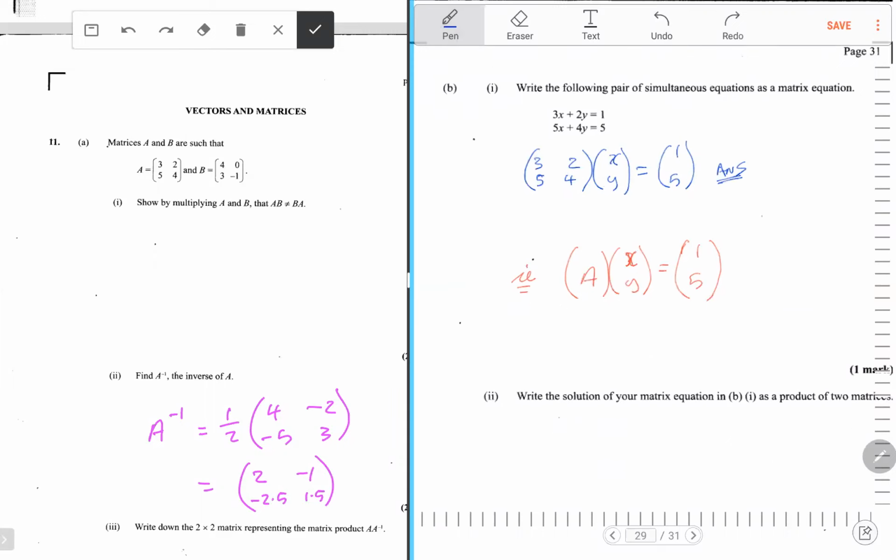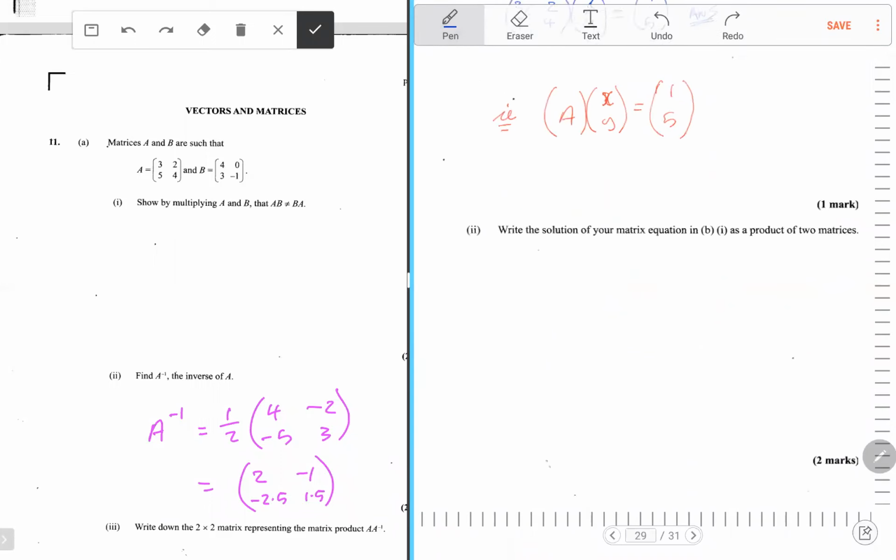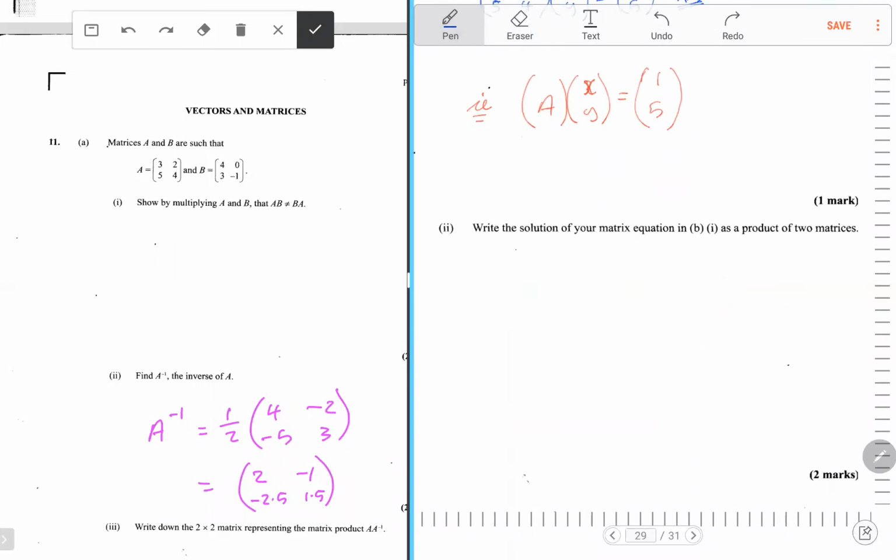All right. So the next part now says write the solution of your matrix equation in B as a product of two matrices. In other words, what will (x, y) work out to be? Now, starting with A times (x, y) equals (1, 5). All right. Let me just show you once again what happens here. We'll get the final result. Let me space this out so they can see it.